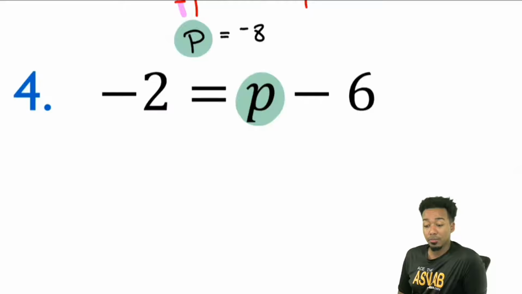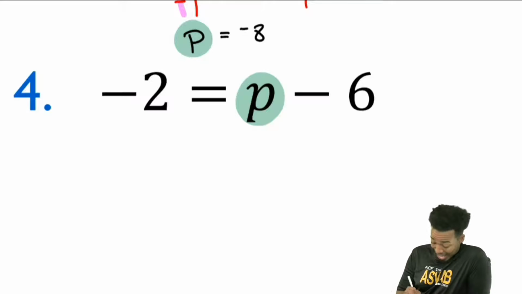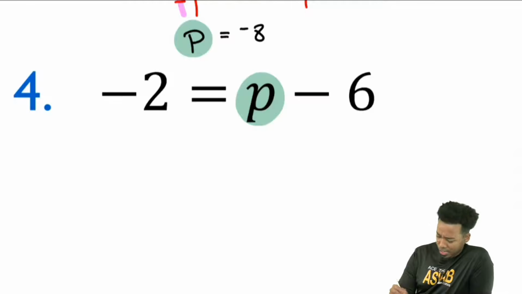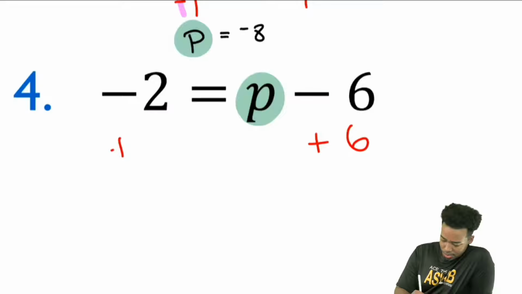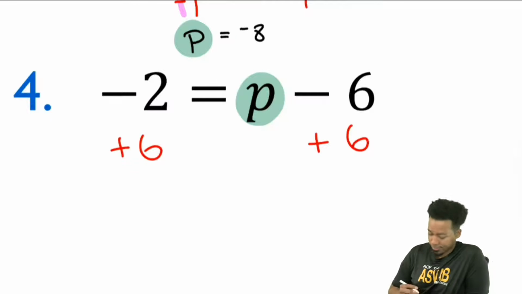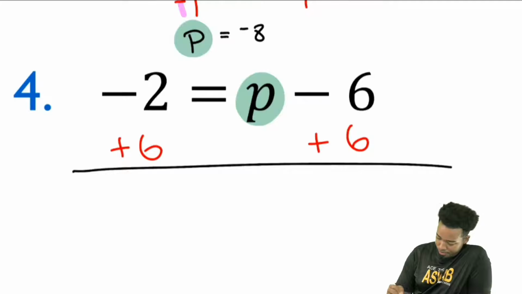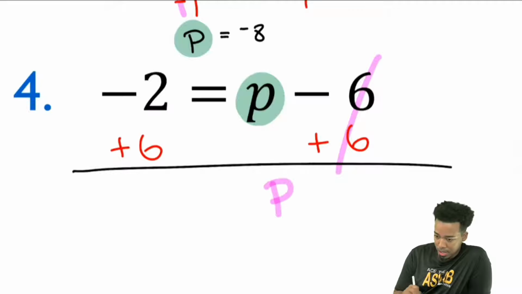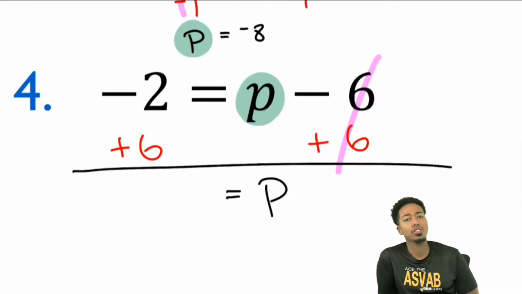Right, P is currently being subtracted by 6. So all we're going to do is the opposite operation. We're going to add 6 to both sides, give ourselves that opportunity, and we're good. All we have to do is observe what's happening, do the opposite. That cancels. We have ourselves P equals, and then what's -2 plus 6? Everyone, -2 plus 6 is the same as 6 minus 2. 6 minus 2, that's going to be 4.